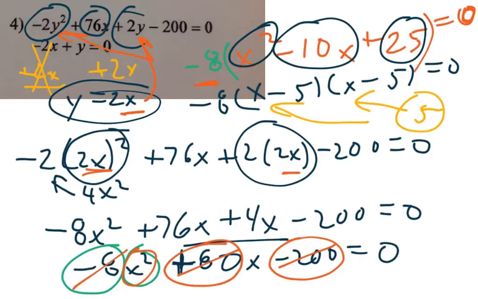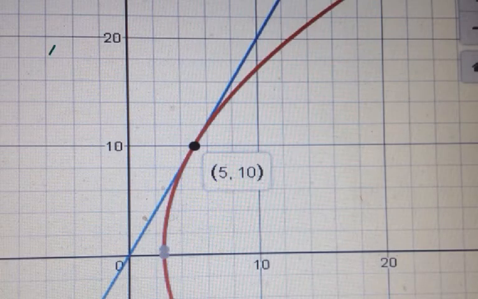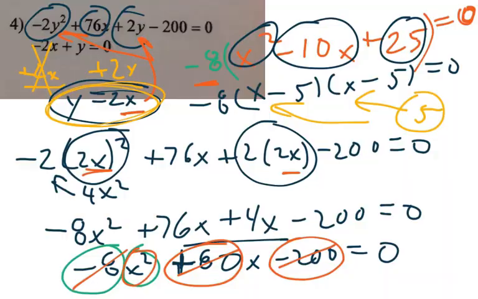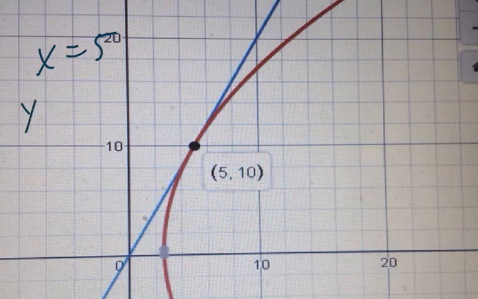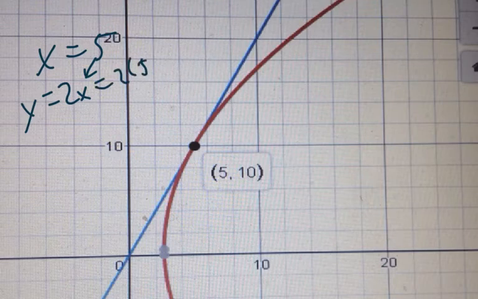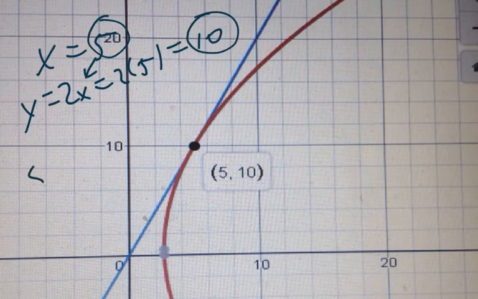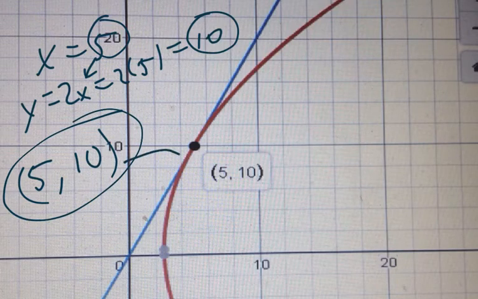So we know y is 2x according to our first original equation, right? So let's finish it up. We now know that x equals 5, correct? X equals 5. We know that y, of course, is 2x. So plugging in the 5, 2 times 5 is 10. So putting our two answers together, x is 5, y is 10. This is my point that you can see is right there in a graph.